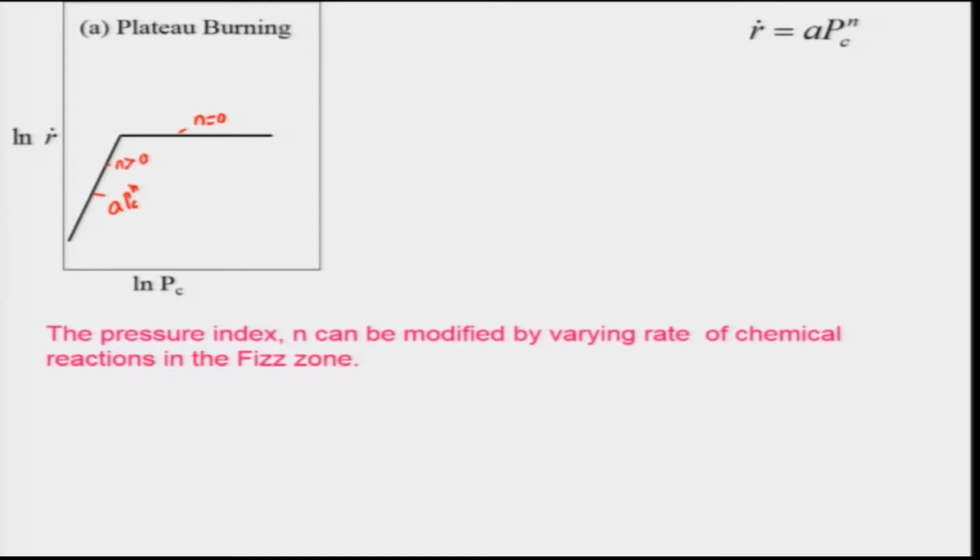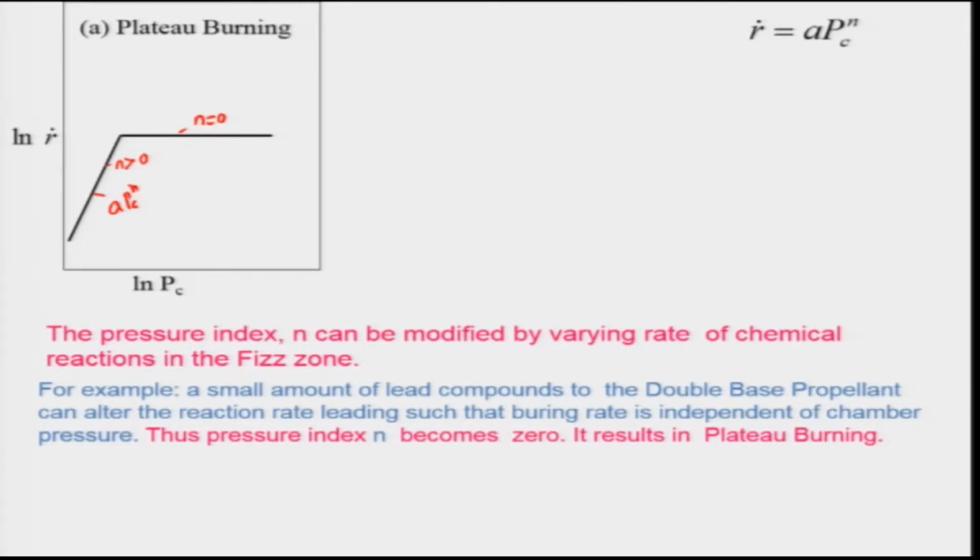And there are several ways of doing that. You can add some chemicals, so that the chemical reaction rate will not be varying on the burning surface. The heat release in the foam zone will not be changed, due to the constant burning rate with respect to chamber pressure. And this can be achieved by adding several chemicals. For example, a small amount of lead compound added to the double base propellant can alter the reaction rate such that the burning rate is independent of chamber pressure, and the pressure index n becomes 0 or tends towards 0, and this results in the plateau burning, and that means n is equal to 0.